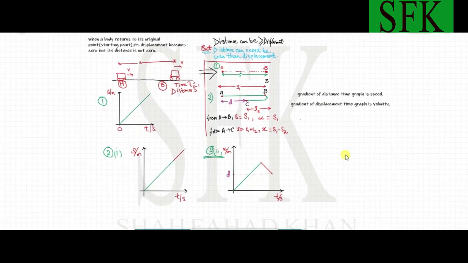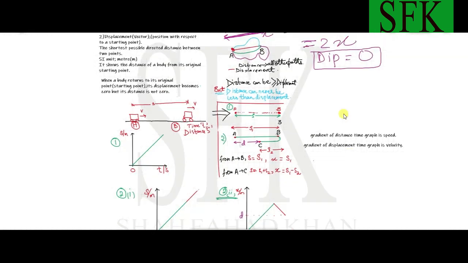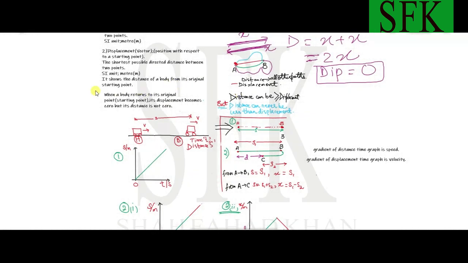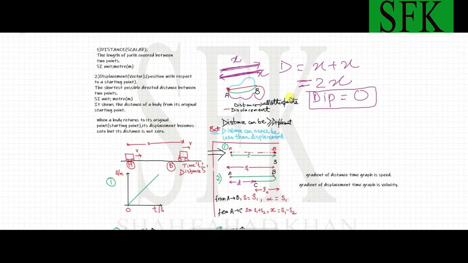Okay, now let's look at the graphs. This point over here that I just explained is important with respect to MCQs because there have been some past year paper questions on this. Distance can be greater than or equal to displacement, but can never be less than the displacement.